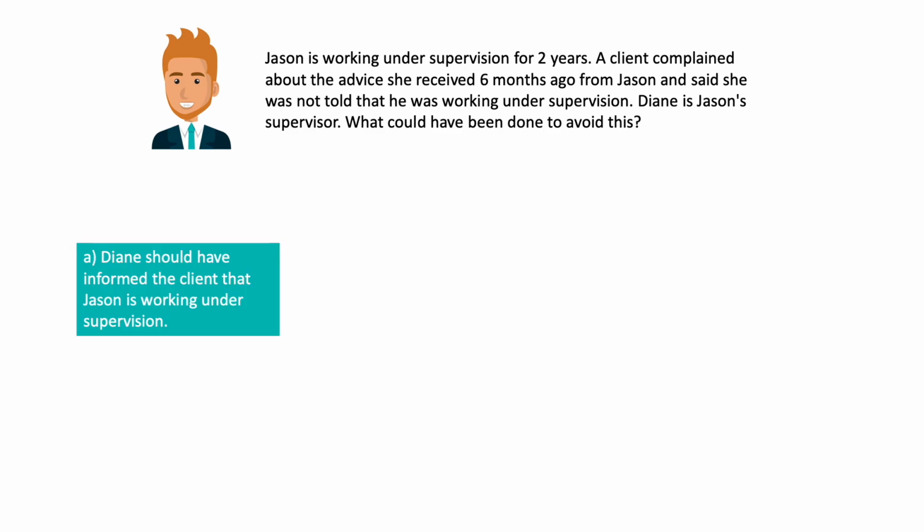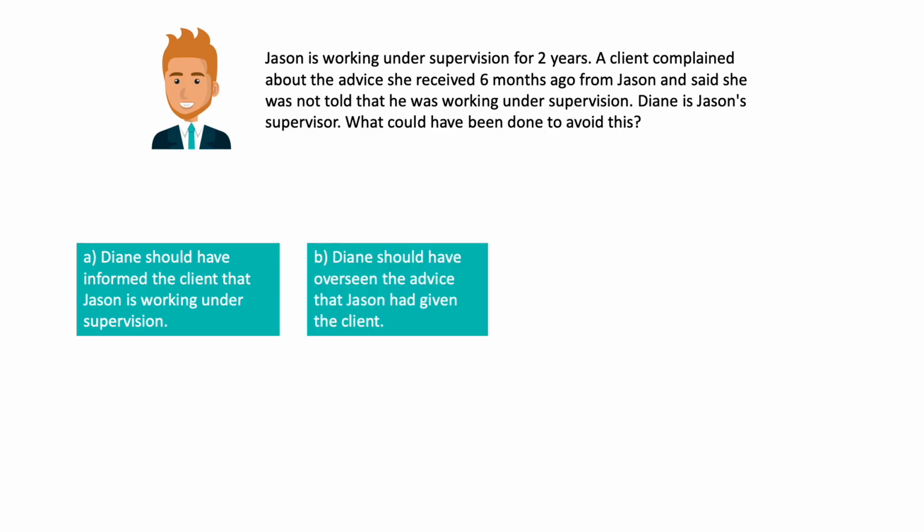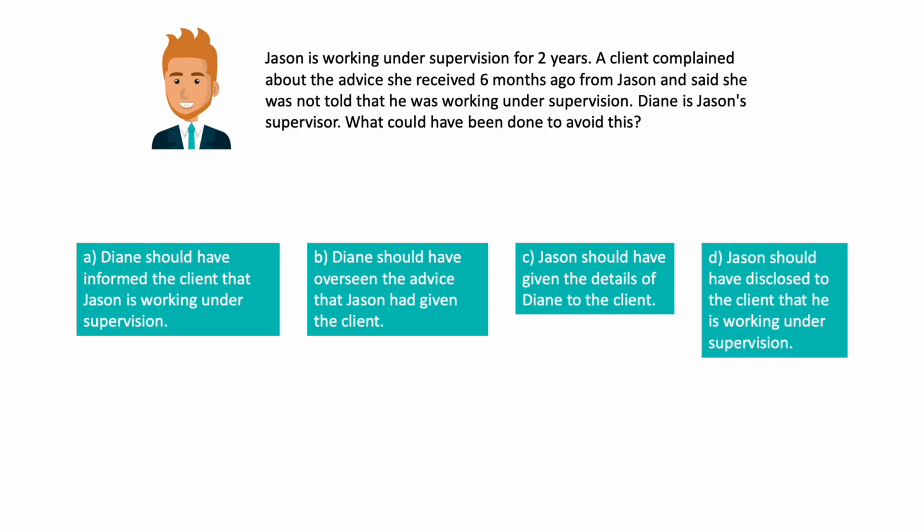A. Diane should have informed the client that Jason is working under supervision. B. Diane should have overseen the advice that Jason had given the client. C. Jason should have given the details of Diane to the client. D. Jason should have disclosed to the client that he is working under supervision. Pause the video here if you need some time to read over the question and think about your answer.